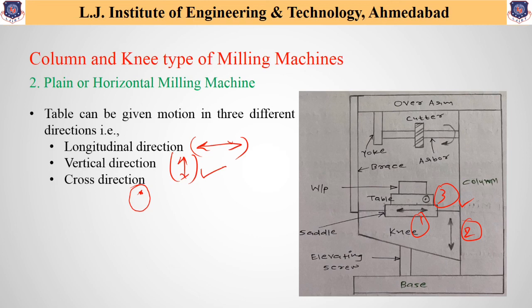I hope the different parts available in a column and knee type milling machine are clear to you, as well as the extra parts available in the horizontal milling machine, that are the arbor, yoke, and brace. Now in our next lecture, we will discuss the vertical milling machine and the other extra parts available in it.